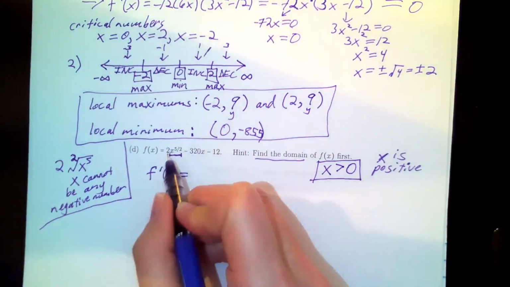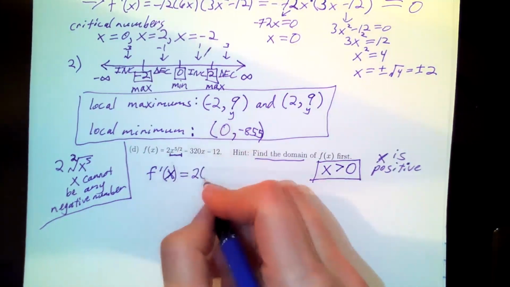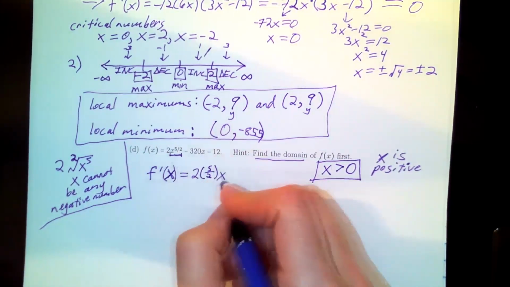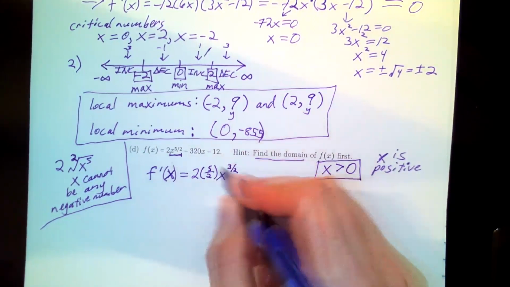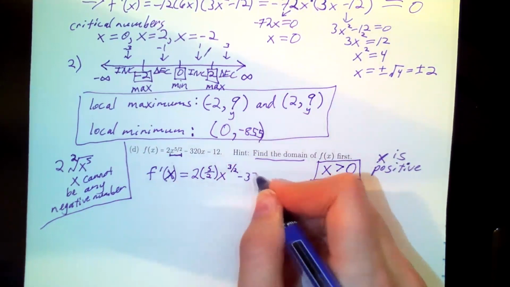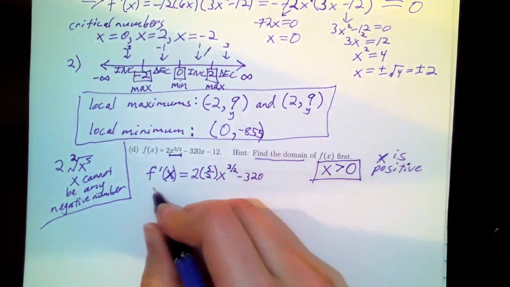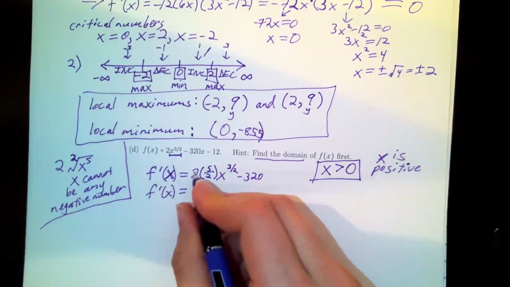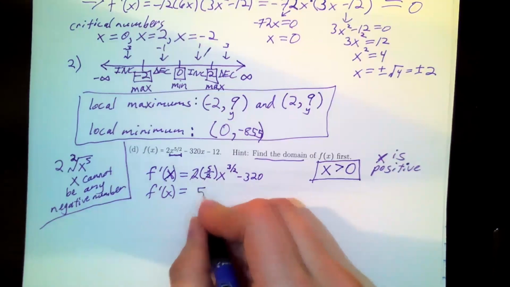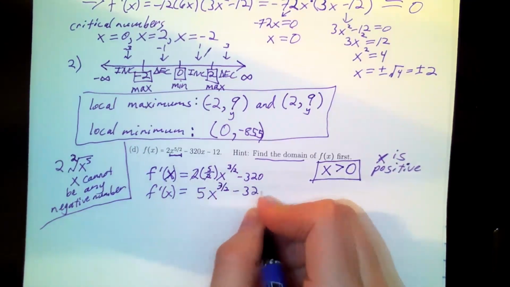So let's take the derivative of this. This is going to be a power rule. 2 times 5/2 x to the 5/2 minus 1, which is 3/2. The derivative of 320x is 320. And the derivative of negative 12 is 0. So you end up with the derivative is, these 2's will cancel, 5x to the 3/2 minus 320.